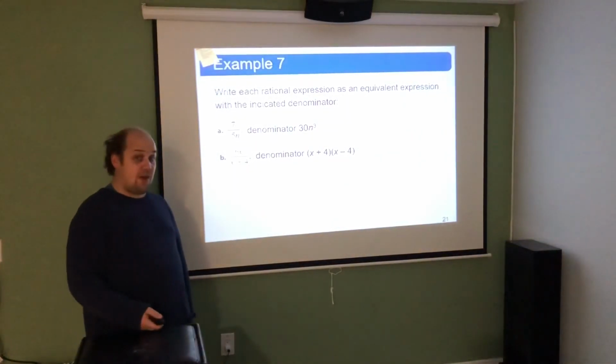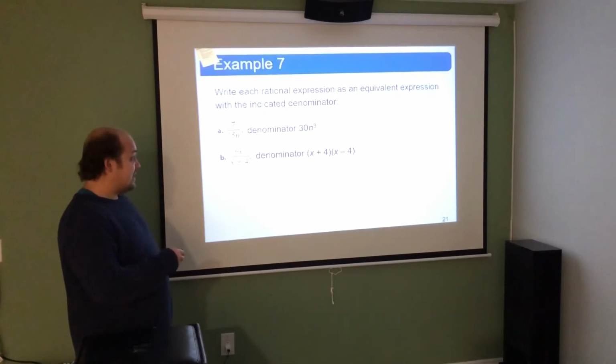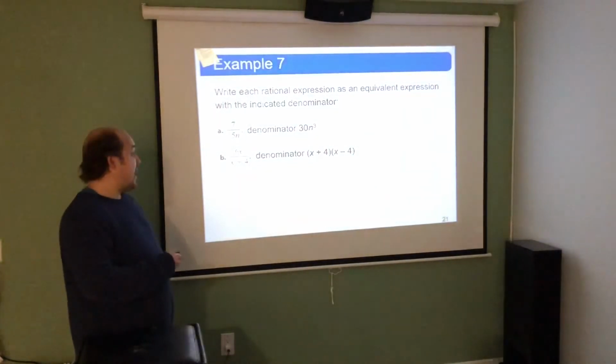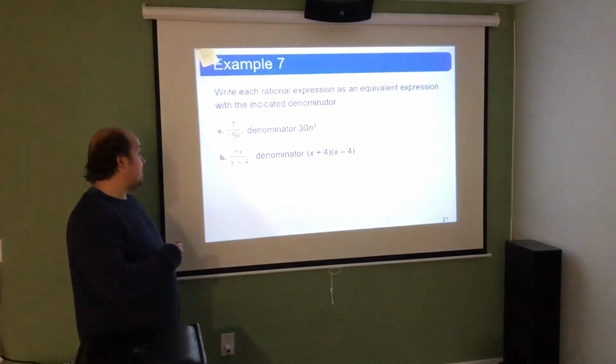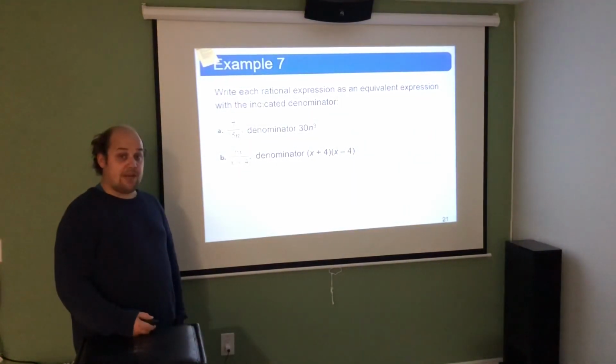The way to figure out what to multiply by is really to take what's currently on bottom, take what they want your denominator to be, and divide what they want it to be by what's currently there. If I divide 30n cubed by 15n, 30 divided by 15 gives me 2. n to the third divided by n gives me n squared. So if I multiplied this by 2n squared over 2n squared, it would get me to the proper common denominator.